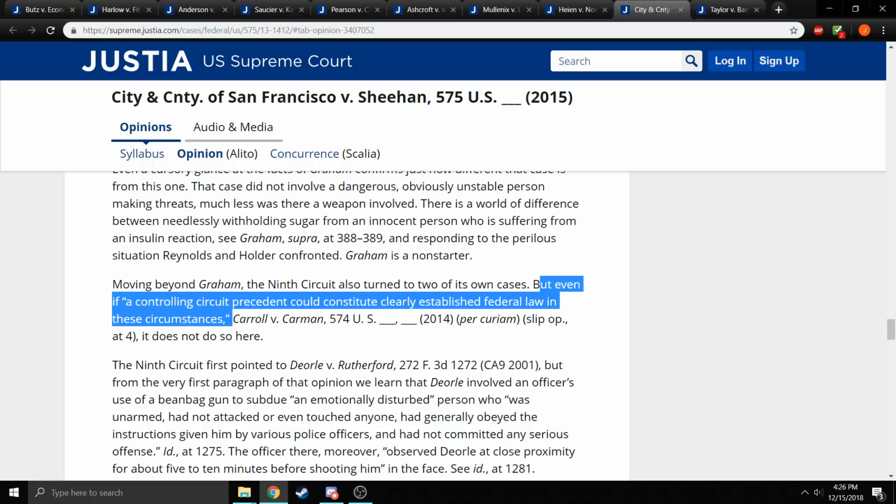I've got qualified immunity cases coming out of my ears, and I think I'm going to have a glass of wine, and my wife is making pot roast tonight, so I'm going to enjoy that.